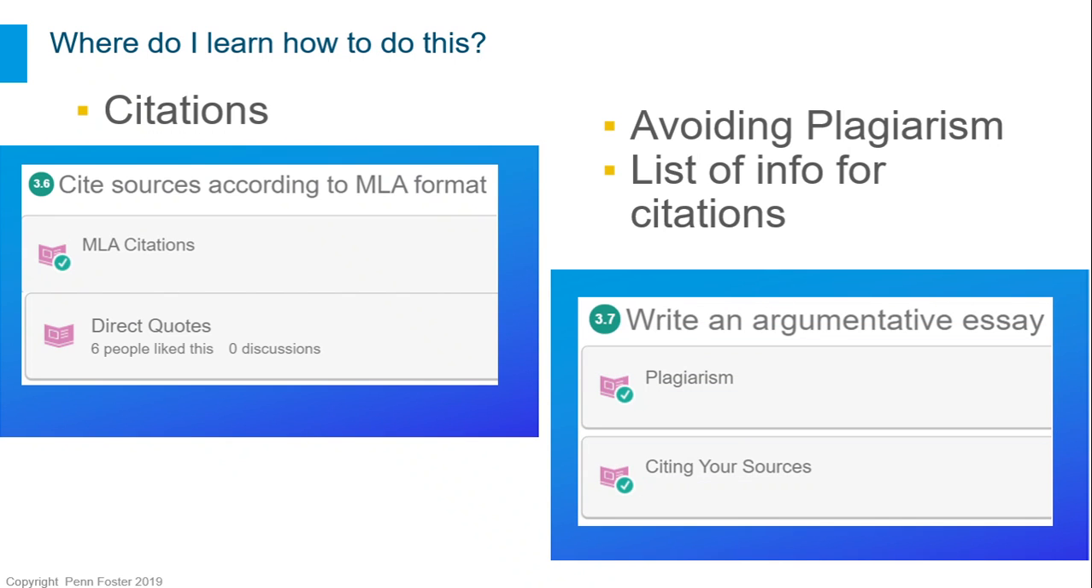Also go to 3.7 Citing Your Sources, which provides you with all of the information that you need to cite your sources correctly. Be sure to review the plagiarism reading assignment in 3.7 to be sure you understand the consequences of submitting work that is not entirely your own.